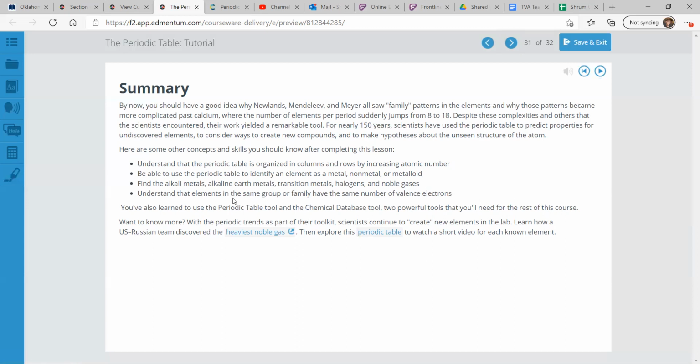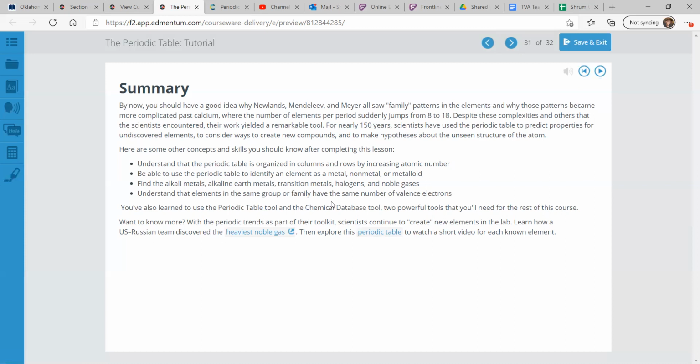The alkali metals, alkaline earth metals, transition metals, halogens, and noble gases, you should be able to find those. Understand that elements in the same group or family have the same number of valence electrons. So everyone in the same vertical group has the same number of valence electrons. You've also learned to use the periodic table and the chemical database tool, two powerful tools that you'll need for the rest of this course.